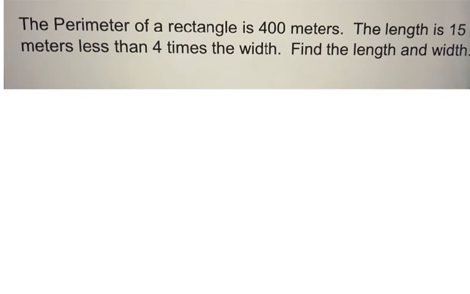The perimeter of a rectangle is 400 meters. The length is 15 meters less than 4 times the width. Find the length and the width. Well, anytime it gives you a picture, in this case, a rectangle, draw the rectangle.